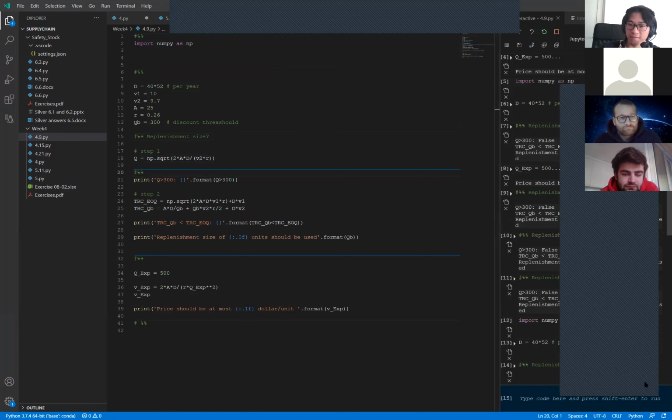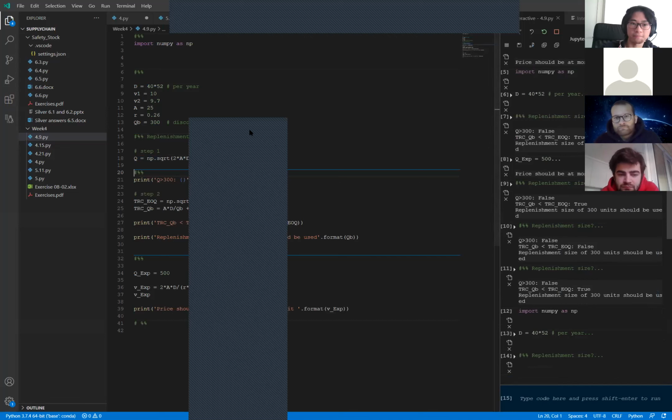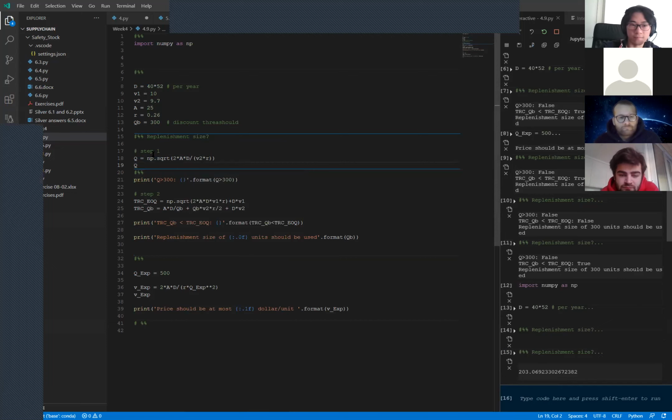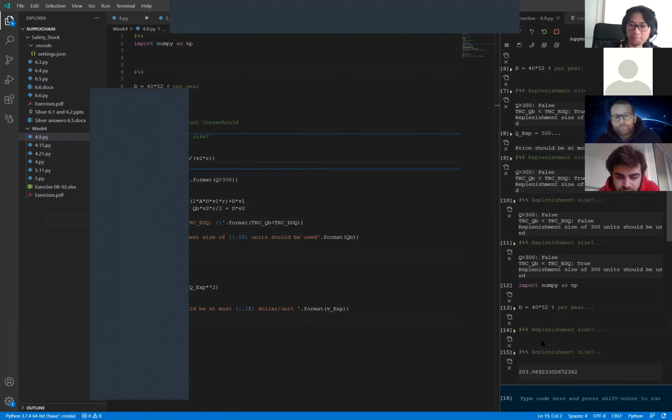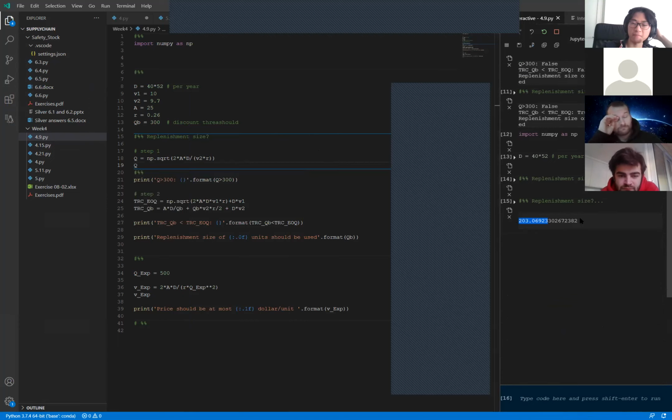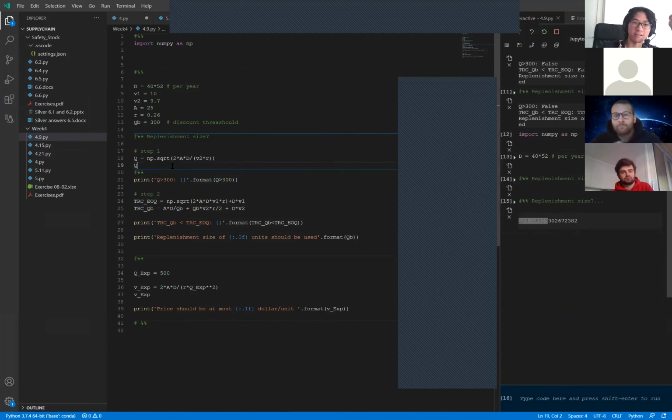Are you seeing the output here? 203. Or I recommend you follow along using a calculator or something. It'll be better. But you'll see that this Q is below 300. It's not above the discount threshold, which means we cannot use this. We absolutely cannot use this.